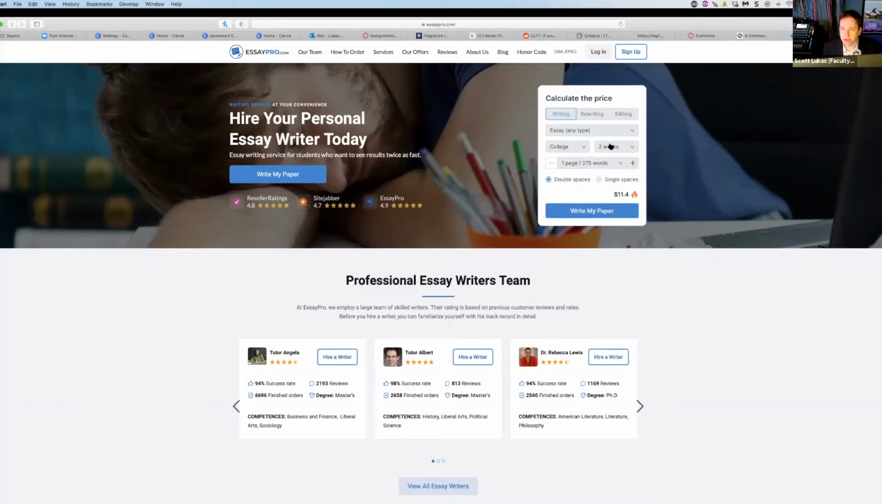$11 per page. You can choose the type of essay, an admission essay. Imagine that, right? You're getting someone to write your admission essay for you. A business plan, a case study, a movie review, the number of words. You can choose rewriting and editing. It's almost like an iterative process where you go back and forth with the ghostwriter to get that perfect cheating paper that you can turn in.